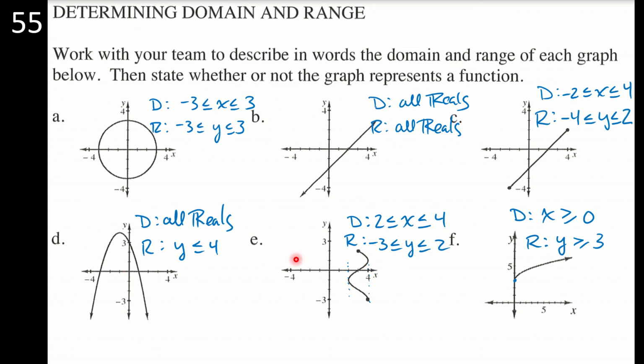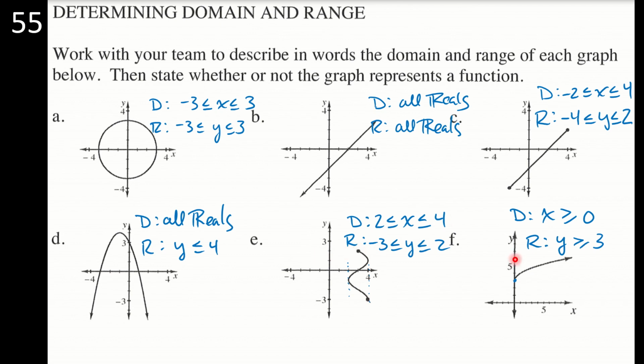E is the other one that's not a function. A and E are not functions. For E, the domain is from 2 to 4, including those endpoints, and the range is from -3, that's the smallest, up to 2. That looks like the largest output value.